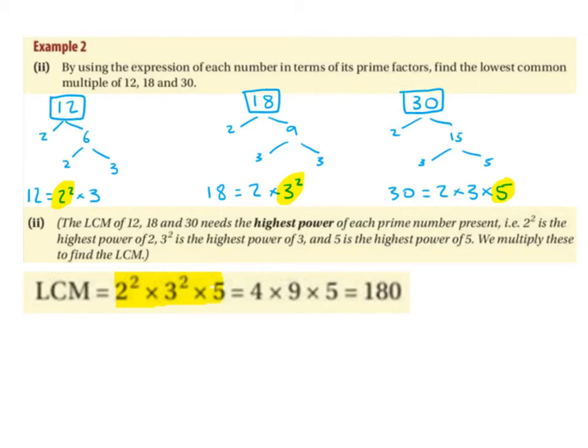We multiply these to find the LCM. So 2 squared times 3 squared times 5 gives us 180. So the LCM, the lowest common multiple, is 180.